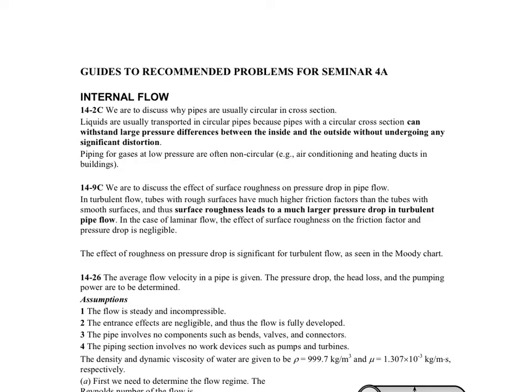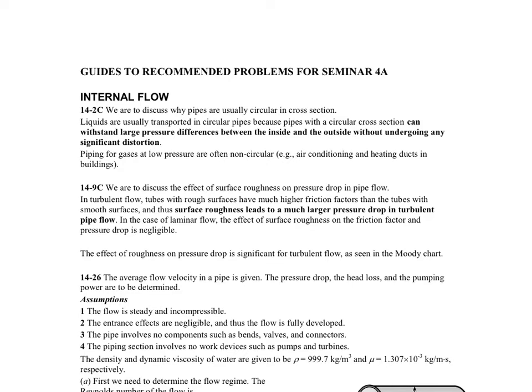It is interesting to reflect on this answer because usually liquids are transported in circular pipes because with pipes of circular cross-section, notice the pipe wall can withstand larger pressure differences between the inside and the outside without undergoing significant distortion. If you notice, air conditioning pipes or ducts are rectangular because pressures inside the ducts are usually slightly above atmospheric pressure.